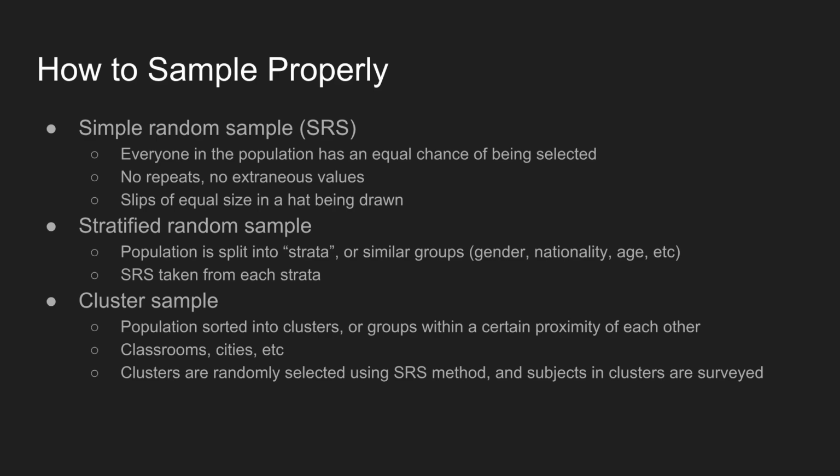So if that's how not to sample, then how do you sample? One method that's quite popular is the simple random sample, where everyone in the population has an equal chance of being selected. For example, drawing 10 equally sized slips from a hat containing 100 would be random sampling. Within an SRS, there can't be any repeated numbers. They have to be unique, or extraneous values, where a number you select outside of what you're trying to draw. For example, a random number generator generates 158 when you're looking for numbers from 1 to 100.